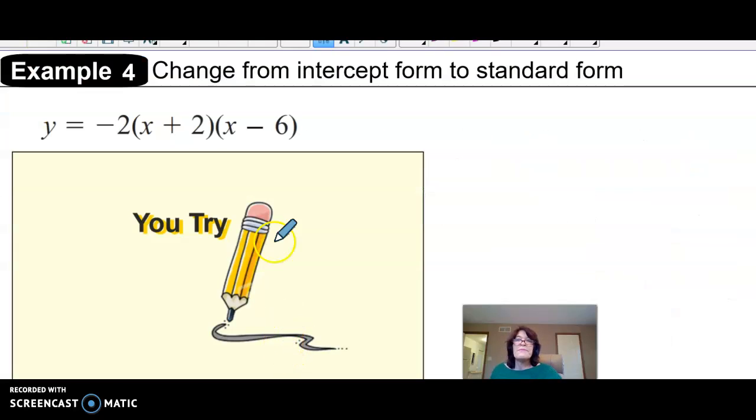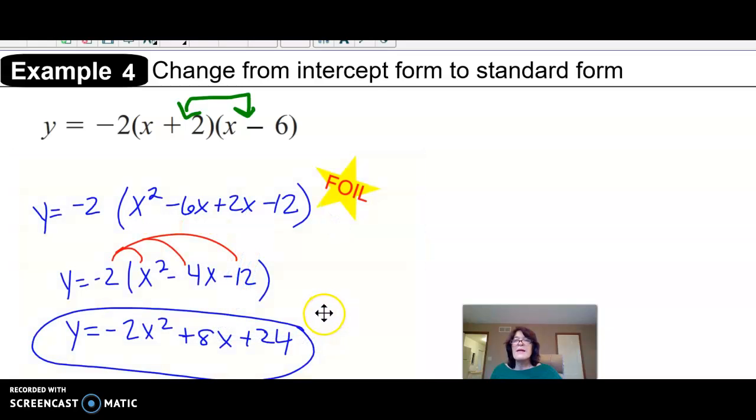All right, now, we did this in the beginning. This isn't a big deal. I did this to show you how to find the vertex, etc. But if you do want to change from intercept form to standard form, make sure you FOIL these two first, okay? And then distribute the negative 2. It just makes the arithmetic a little bit easier. Go ahead and pause me and try that.